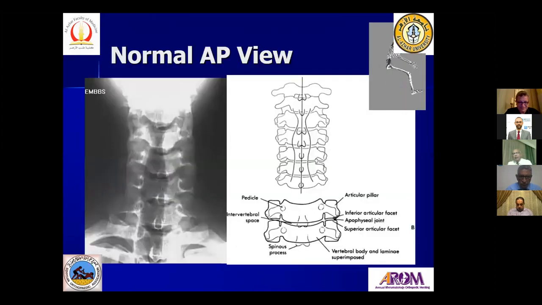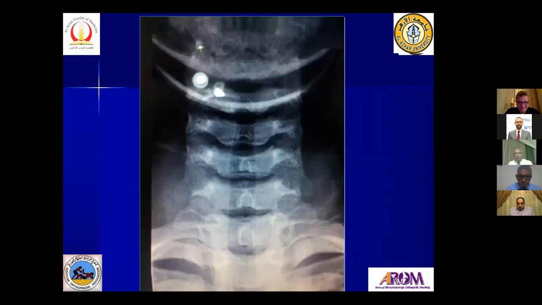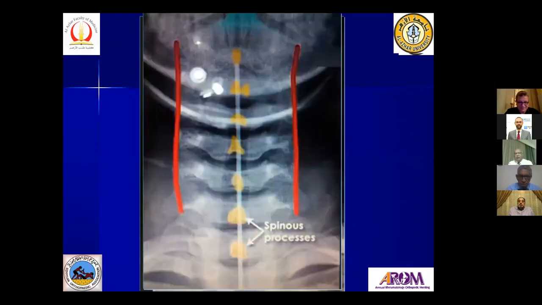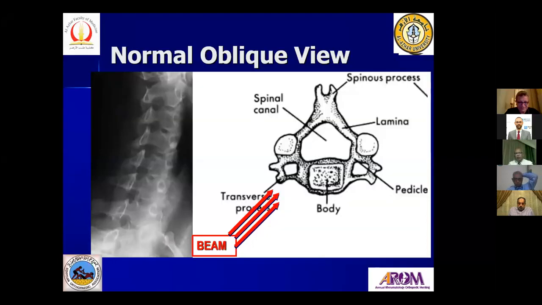What about the AP view? In the AP view, you are looking for, as we mentioned, the alignment. So we will look for the spinous processes, which are supposed to be in the same line. Any difference in the spinous processes means that there is an element of rotation or subluxation. This is an example. This is a plain X-ray of the spine, and these are the three lines, the lateral border and the spinous process line. It must be in the same line. Any deviation, medial or lateral, means there is subluxation or dislocation. What about the normal oblique?